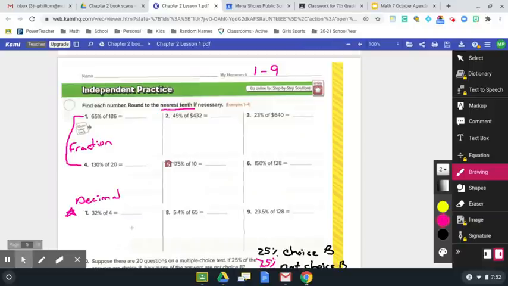Now, if you end up having a little bit more extra time at the end, then you could always go back to Alex if you would like.